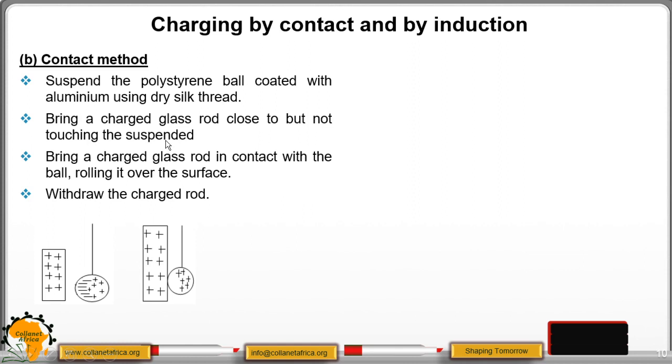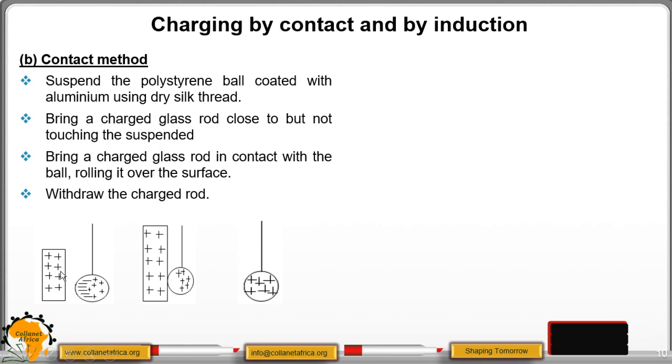This is procedure number 3. You are rolling it over. So as you roll it over, you are neutralizing the negative charges that were here. Remember, all the negative charges were attracted. Then finally, you are supposed to withdraw the charged rod. When you withdraw, the positively charged particles will redistribute and your ball will be positively charged. That is charging through contact.